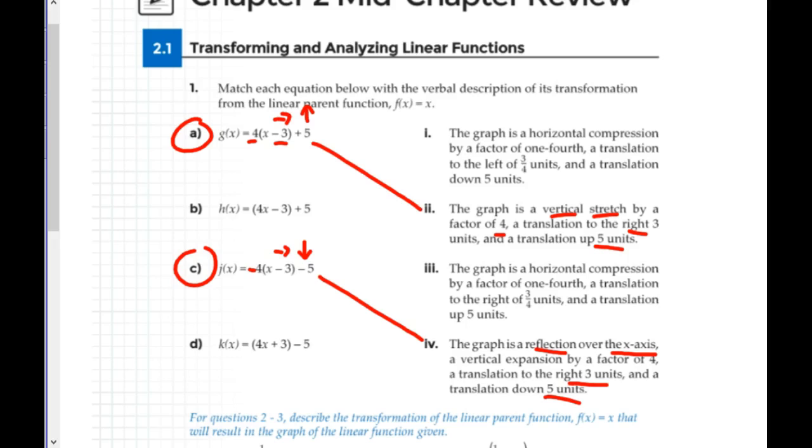Now, these are in formats we haven't seen before, letter B and letter D. The one thing I'm going to look at is this plus 5 and this minus 5. Plus 5 means up 5. So that would be up 5. So that's going to go to this one. And then down 5, that goes to this one.